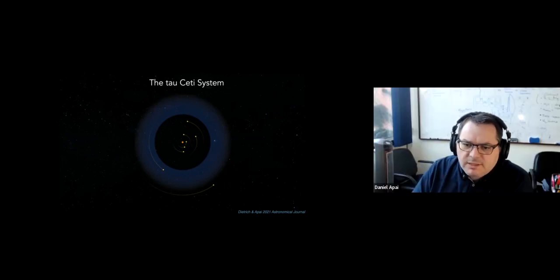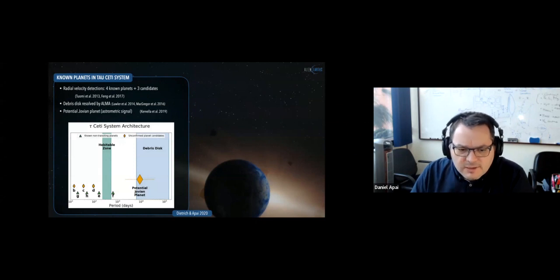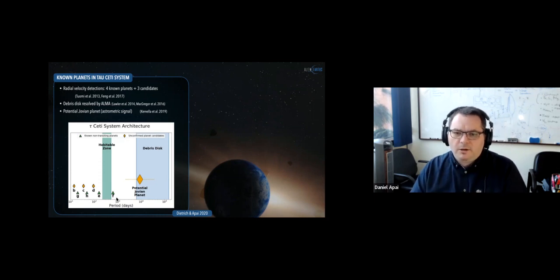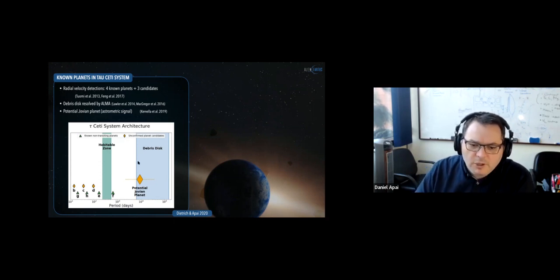But basically, for the Tau Ceti system, the exciting aspect was that it was targeted by 2 radial velocity studies. These studies identified 4 planets, marked here in green, that they concluded are reliable planet signals. And then there were 3 additional planet signals in the interior, so a total of 7, where signals were detected, but not to the significance level that they would have considered a confirmed planet. Further out, there is also a debris disk resolved by ALMA, and then there's a potential Jovian planet.